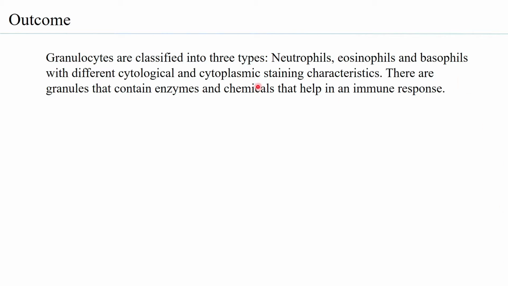Granulocytes are classified into three main types of cells: neutrophils, eosinophils, and basophils, with different cytological and cytoplasmic staining characteristics. In fact, their names have been given based on the cytoplasmic staining characteristics. Within the granulocytes there are granules, and that is why the name has come up, that contain enzymes and chemicals that help in an immune response.